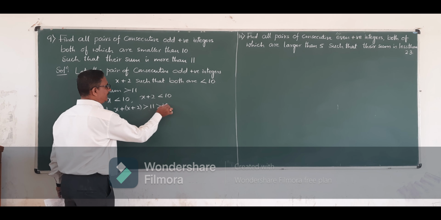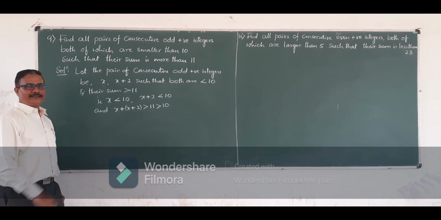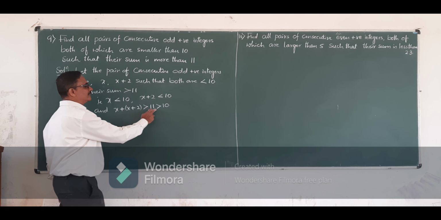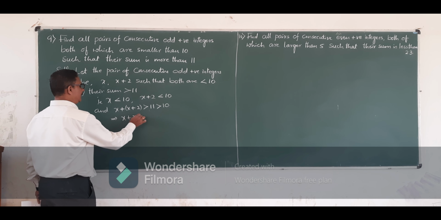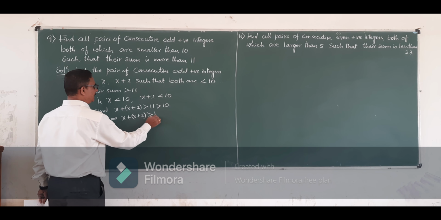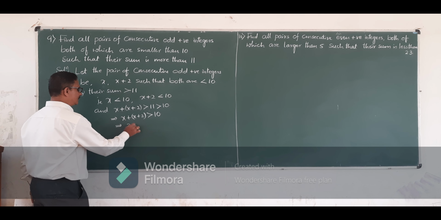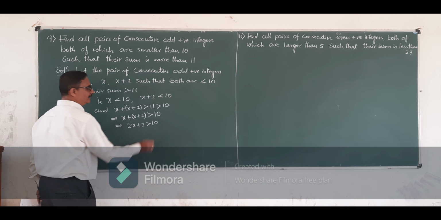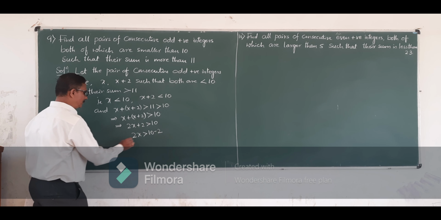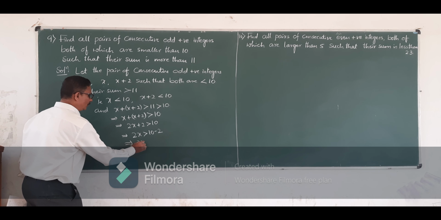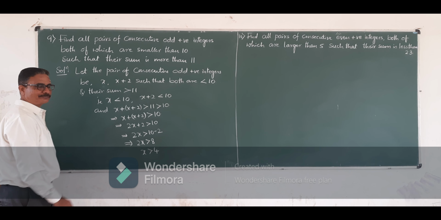But 11 is more than 10, correct? Or 11 is more than 9, more than 8. So 11 is more than the nearest number, 10. So this implies x plus 2 more than 11 is nothing but more than 10 also. Simplify: x plus x, 2x plus 2 more than 10. Now to find x, 2x more than 10, the 2 goes to the side, minus 2. So 2x more than 8, divided by 2, x is more than 4.